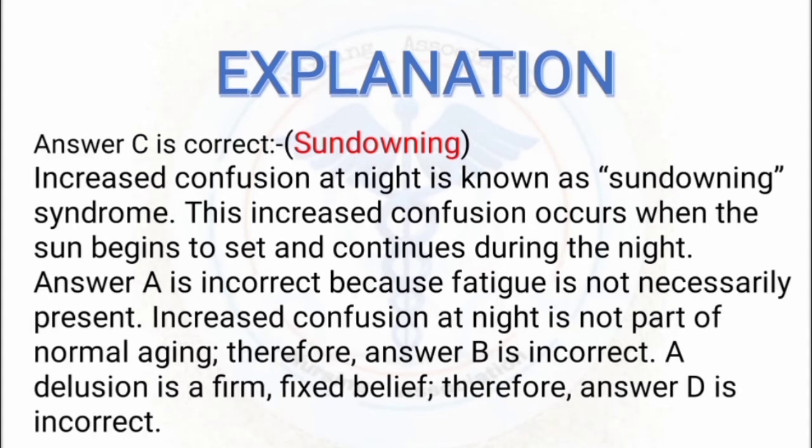So the patient has dementia and has confusion late in the afternoon and before bedtime. So the patient is experiencing sundowning because it's a syndrome which increases the confusion. So the correct option is option C, sundowning.